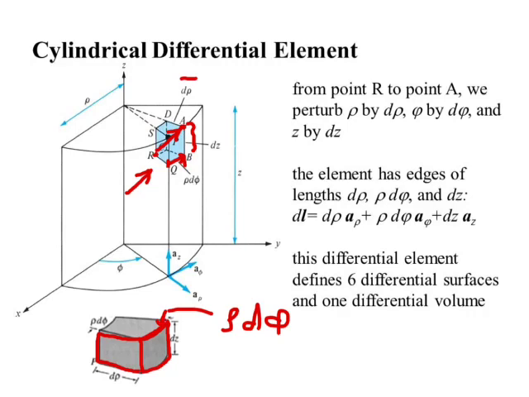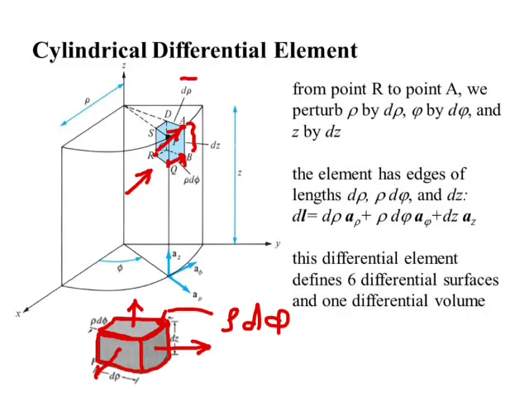The area of the top surface, which is shown here, is equal to rho d phi multiplied by d rho. Of course, the area of this one is pointing in the z direction. The area of this one is pointing in the rho direction. The area of this one is pointing in the minus phi direction. Remember, phi is in the direction of increase of phi, so this is minus phi. The positive phi is the one behind this one.